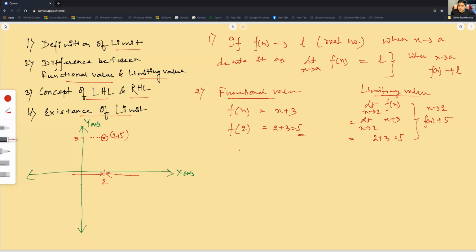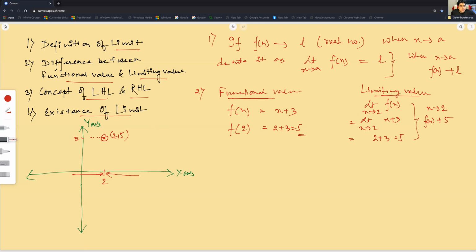Right? So now, what is the concept of LHL and RHL? I hope you got the difference between the functional value and the limiting value.